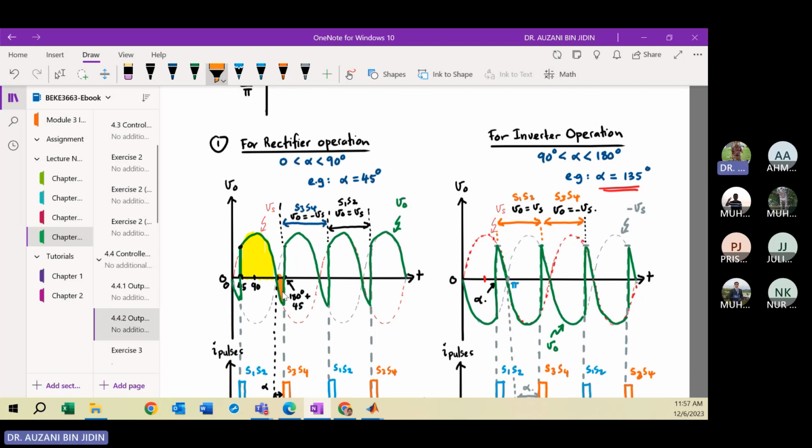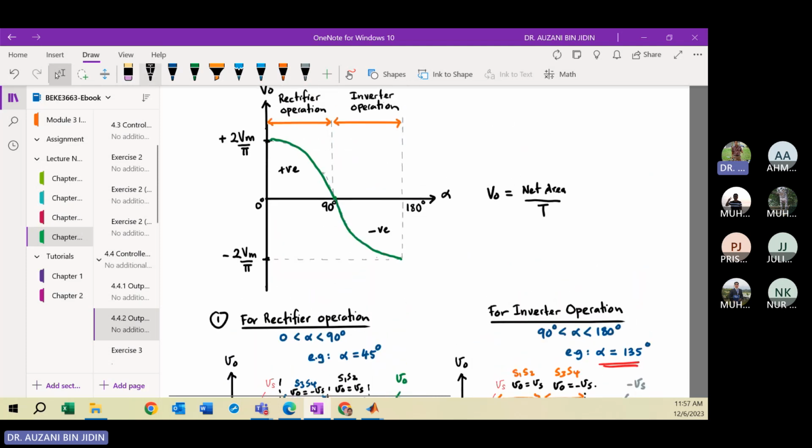Which area will be larger? The positive area will be larger than the negative area, right? That's why for case number 1, when you set alpha to 45, the positive area is larger than the negative area, so your net area will be positive. Net area is the positive area minus the negative area, then divided by T. So your output voltage is positive. Okay?